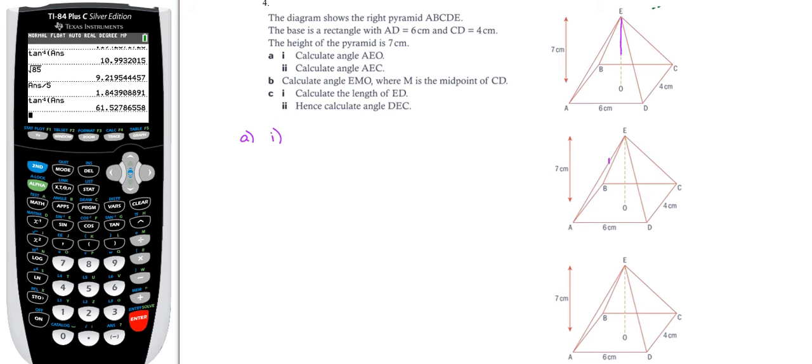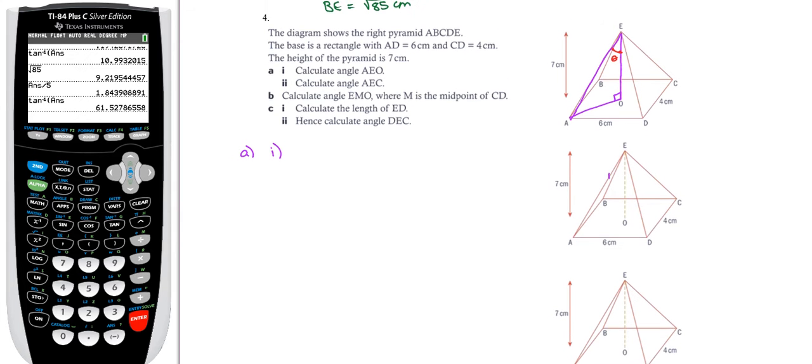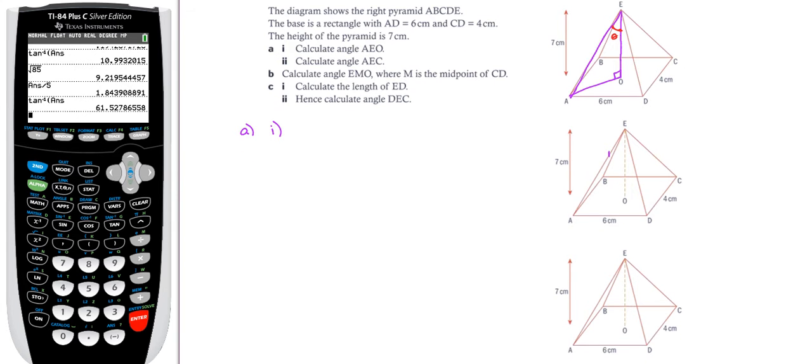So what helps me here is to actually draw the triangle. So I have AEO, which is this triangle here. That is a right angle because the height and the base are perpendicular. And I'm interested in this angle up here, which is at E. So what I'm going to do is identify what I know already. I know the height is 7 centimeters. Again, I don't know AE and I don't know AO.